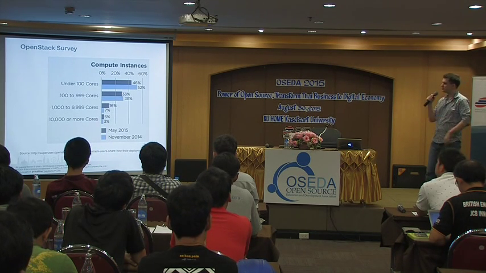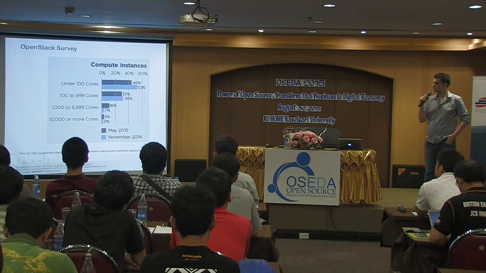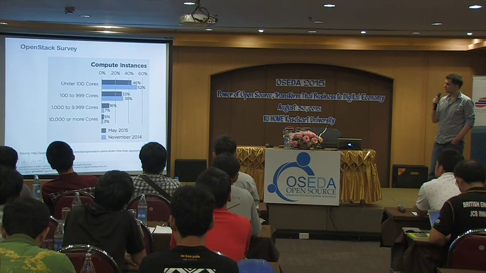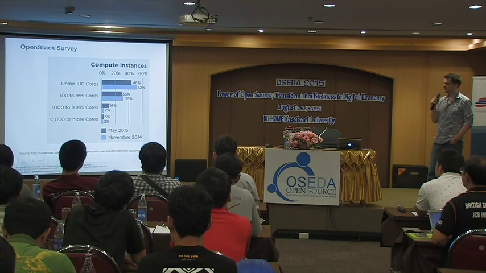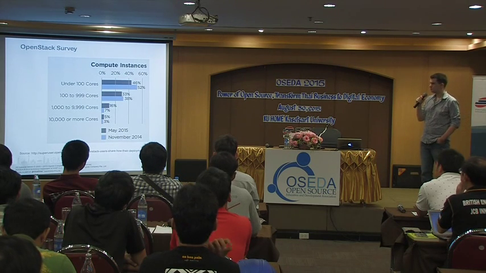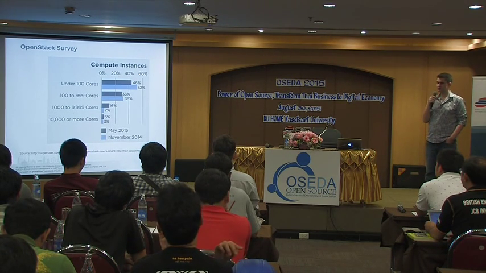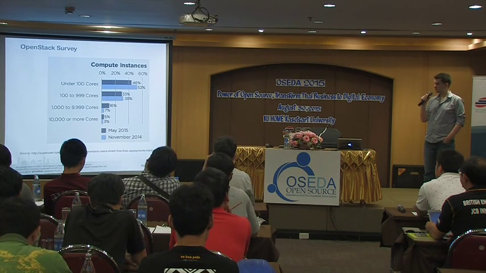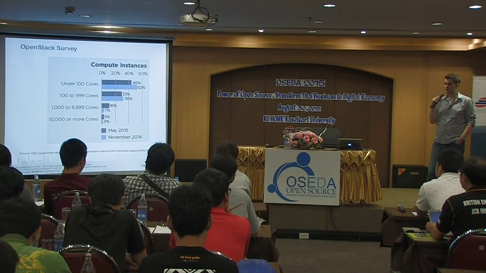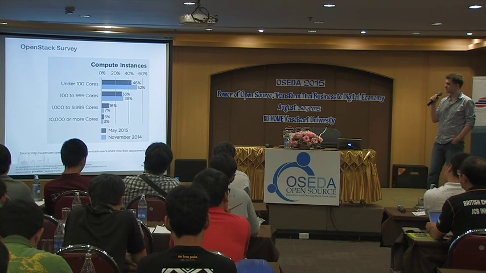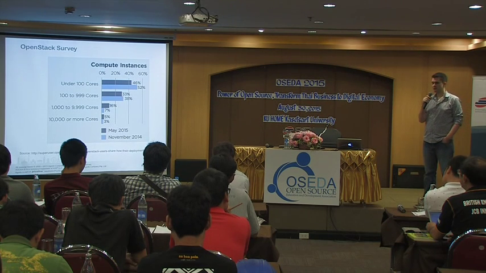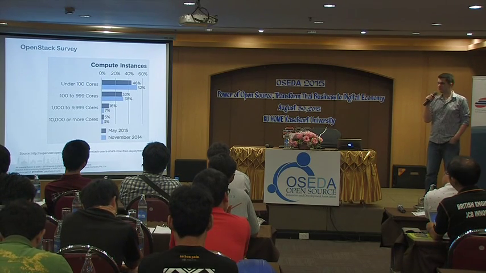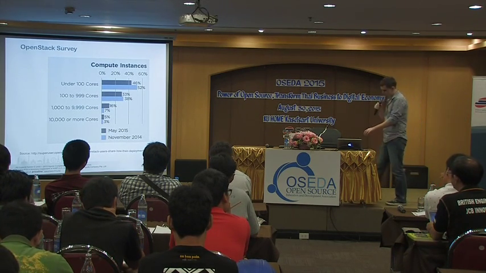Compute instances is the percentage, in this example, of the servers where the VMs run on. You can see it's mainly used at smaller scales. So small means under 1,000 cores. There are not a lot of people who are actually using it in large scale clouds, like 10,000 cores and up. So when you use it at a really, really large scale, you experience things that nobody experienced before. So it's kind of interesting.